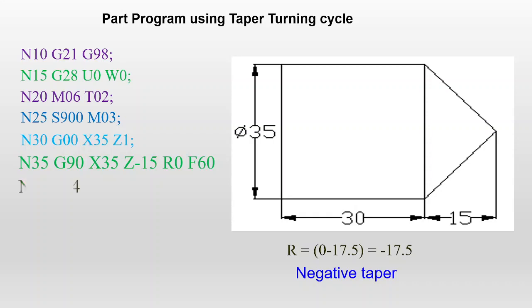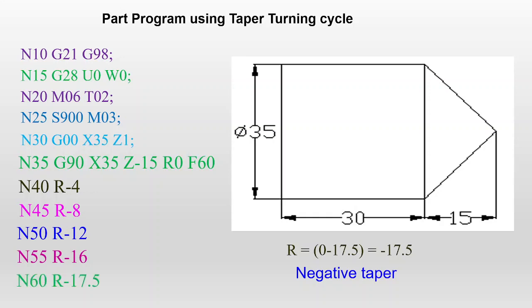So now we can use N40 R minus 4. First R0, then R minus 4, then minus 8. Each time I have taken a radius of 4 mm, so minus 8, minus 12, minus 16, and the final is minus 17.5. Here I am using these steps, 1, 2, 3, 4, 5 steps. Within 5 steps the entire material is removed from the right side, it comes to 0, and the left side is as it is, 35 mm diameter.